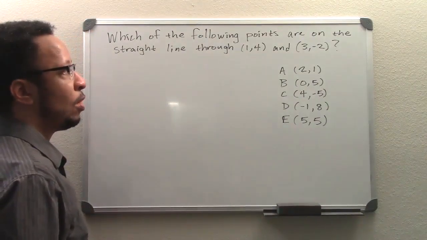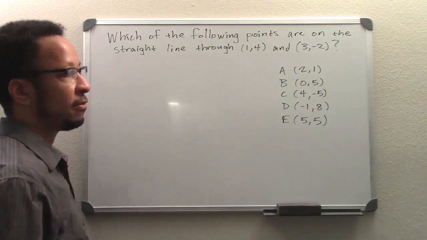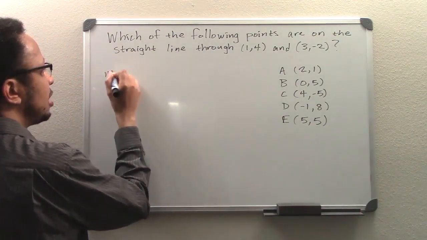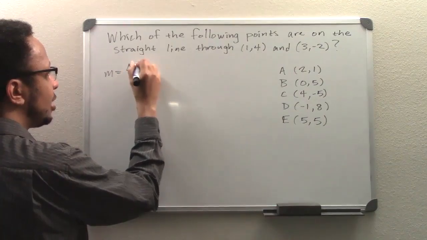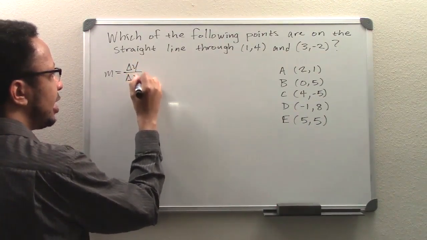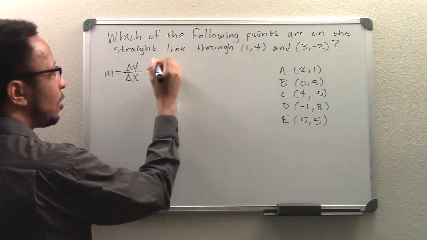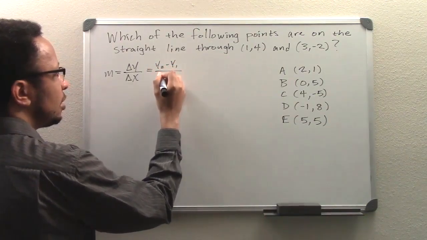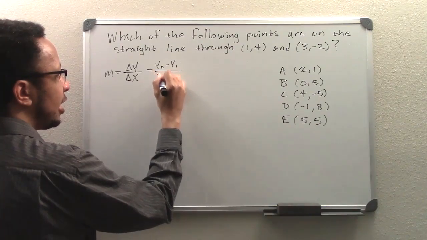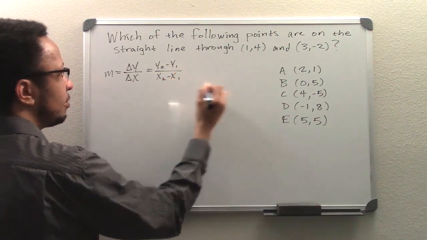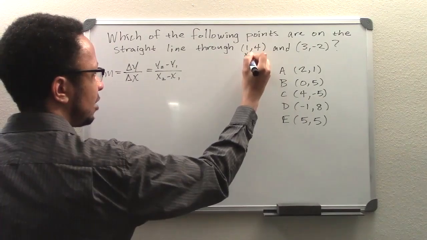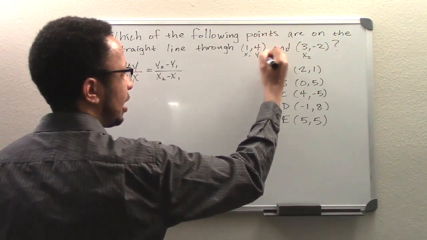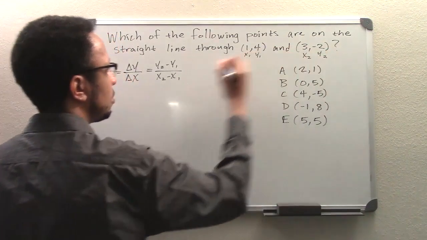So (1, 4) and (3, -2) is going to define the equation of a line. And so we're going to start by making the slope equal to delta y over delta x. Delta y is y2 minus y1. Delta x is x2 minus x1. And we're going to make some labels here. That's x1, that's x2. This is y1, this is y2.